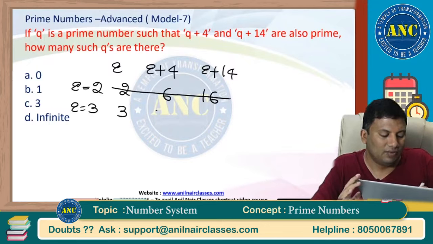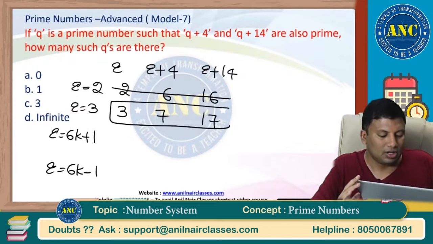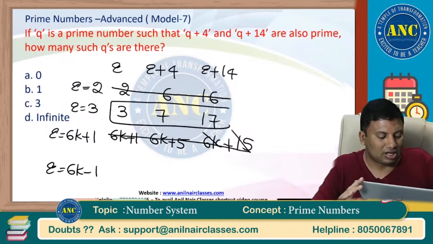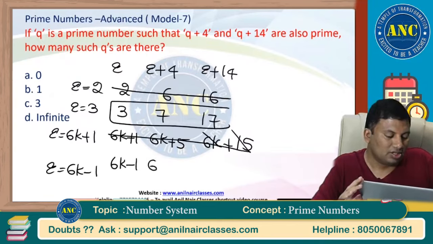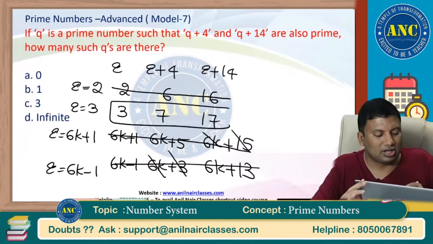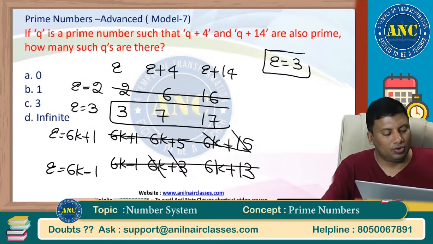Q is 3, 7, 17. It is possible. Any prime number greater than 3 is of the form 6k plus 1 or 6k minus 1. So if you see these, 6k plus 1, 6k plus 5 and 6k plus 15 are divisible by 3. This case is not possible. With 6k minus 1, 6k plus 3 and 6k plus 13 are divisible by 3. This case is not possible. So how many values can k take? Only one value. Q is equivalent to 3.